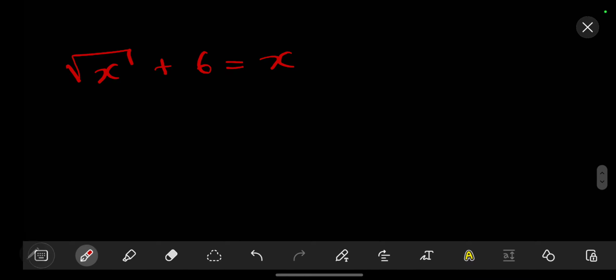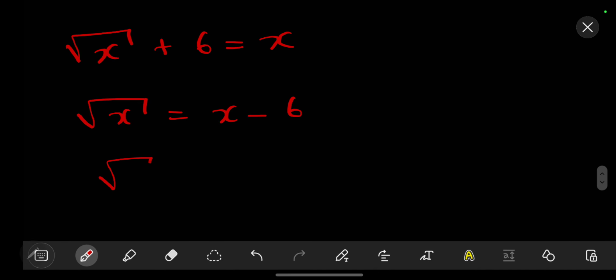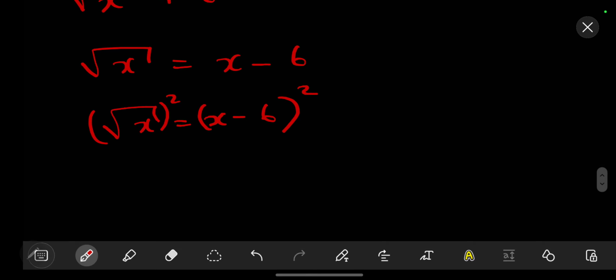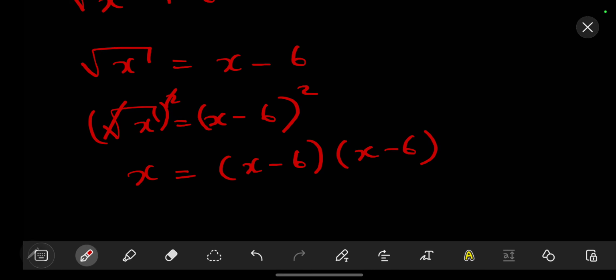So let's say we have this problem. So we are going to say the square root of x should be equal to x. Then the 6, if we take it this side, it will be minus 6, like that. Then we are going to have the square root of x, which should be equal to our x minus 6. Then from here, we are going to square both sides. We square here, we square here. So when we square this side, this square and this square root will cancel. So we are going to have our x, which should be equal to, this is the same as having x minus 6, another one x minus 6. That's the meaning of squared.